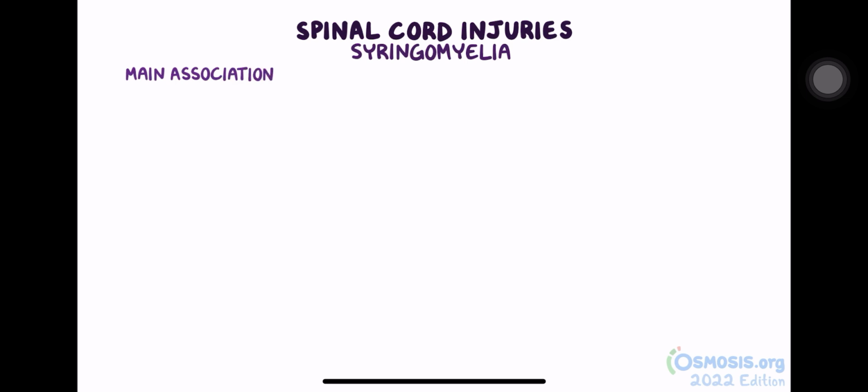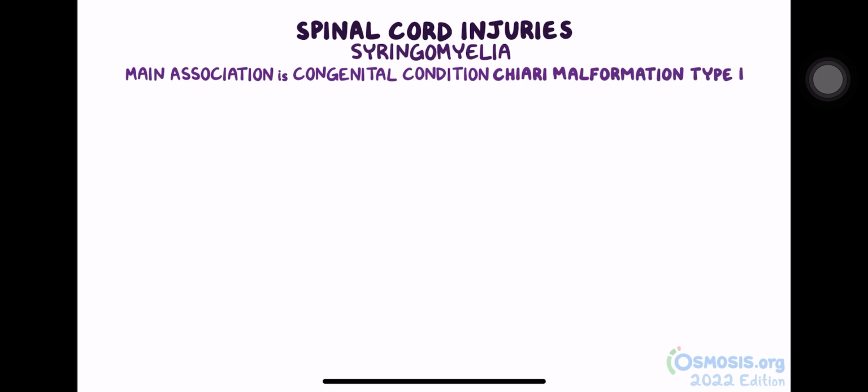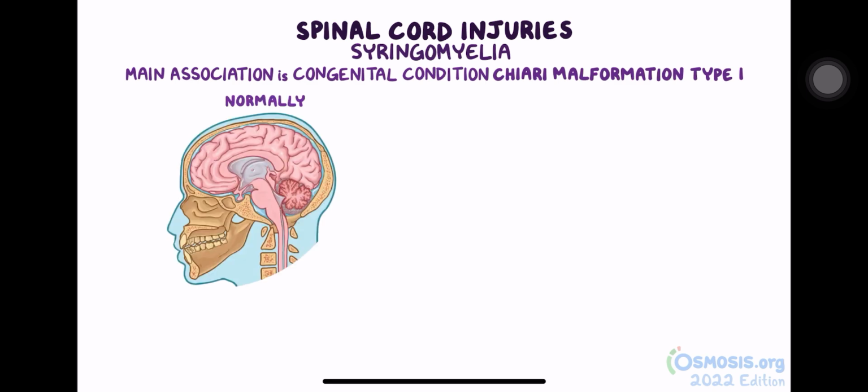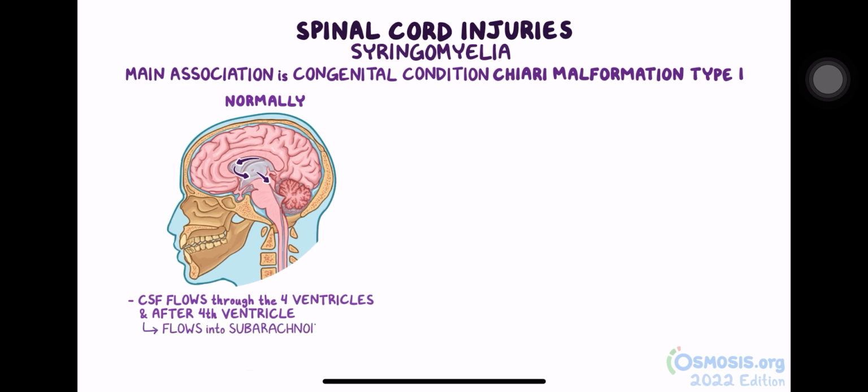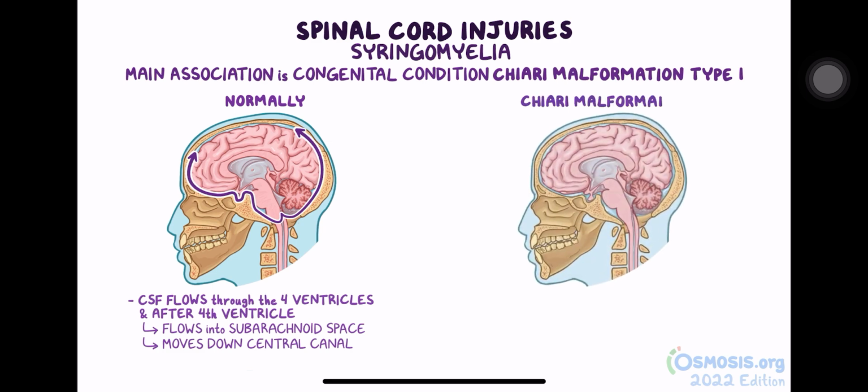The cause of syringomyelia isn't well understood, but it's most commonly associated with a congenital condition called Chiari malformation type 1. Some acquired conditions that can cause syringomyelia are things like spinal cord tumors or trauma. Normally, cerebrospinal fluid would flow through the four ventricles of the brain, and after the fourth ventricle, the fluid either flows into the subarachnoid space or moves down into the central canal. In Chiari malformations, cerebellar displacements of structures, such as the cerebellar tonsils, occurs and blocks these openings.